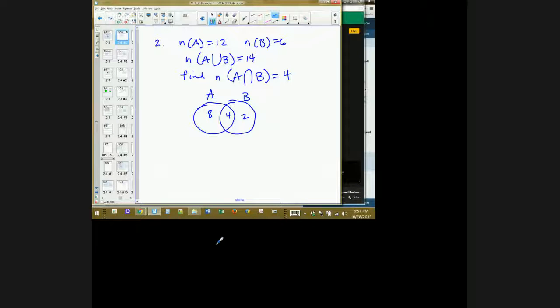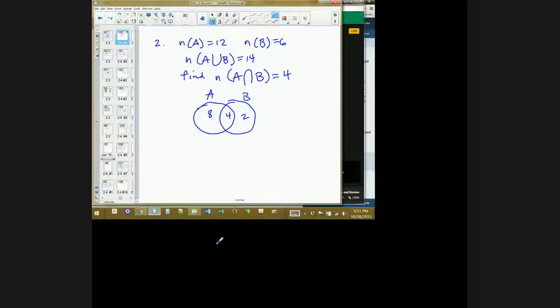So number 2, the number in A is 12, the number in B is 6. And when you put them together, you get 14. Well, you guys know that 12 plus 6 is not 14. It's 18. So how far are we off? You follow? If you add 12 to 6, you get 18. But we were told that when you do a union, it only comes out to 14. So we're off by 4.